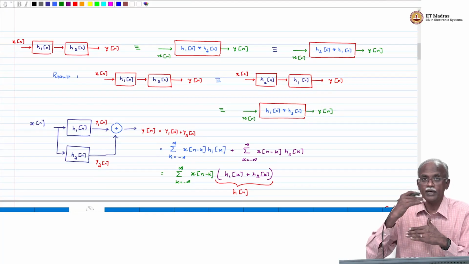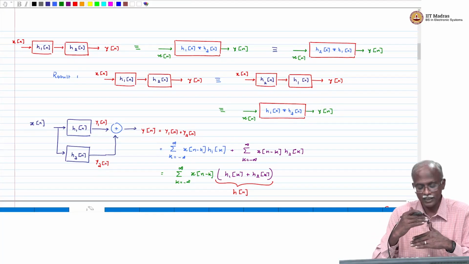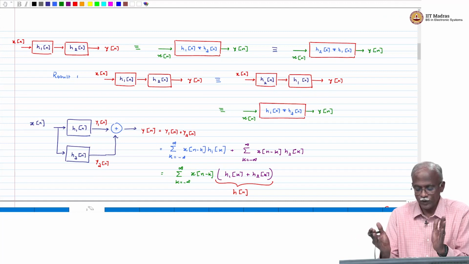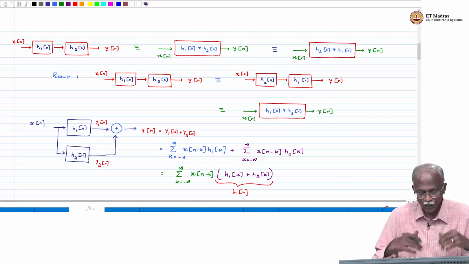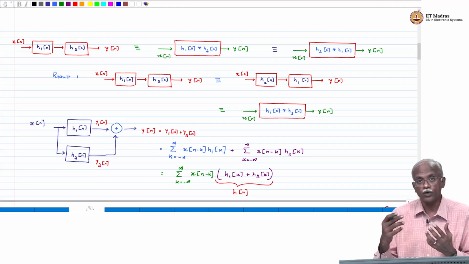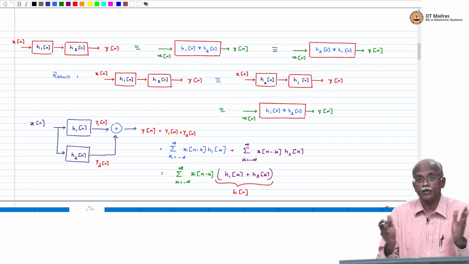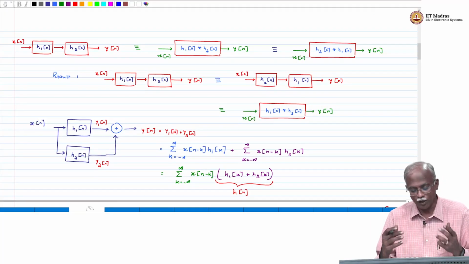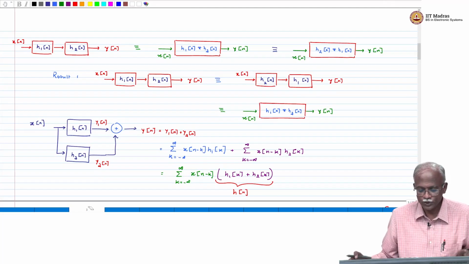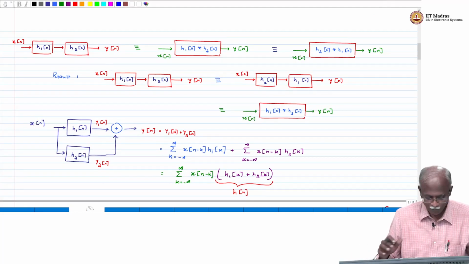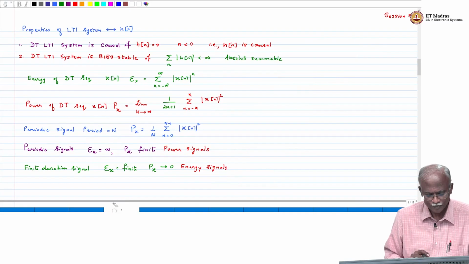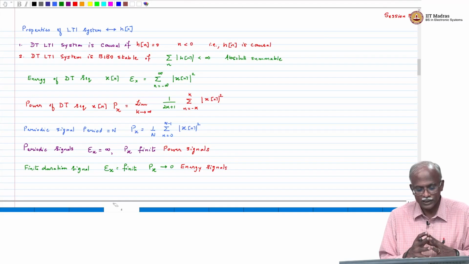Similarly, if you have two LTI systems which are in a parallel connection, it is the same as having an equivalent LTI system which is equal to the sum of the two impulse responses. So in this manner, we are able to not only find good ways of implementing LTI systems, but we also have a way of simplifying LTI systems, and so these results are very helpful for us in the context of working with LTI systems.